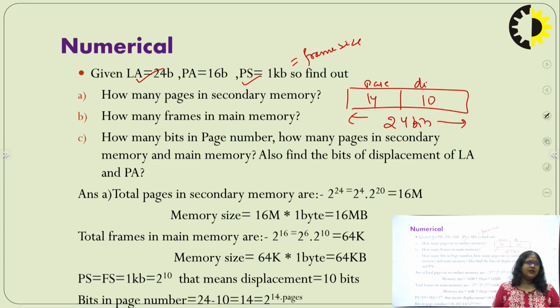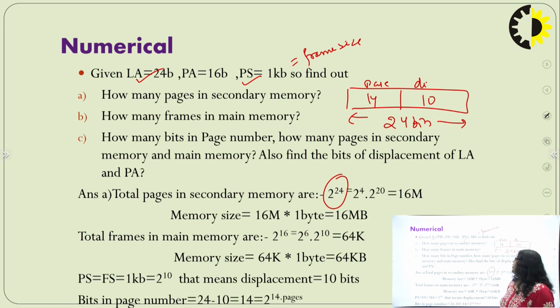So logical address size is 2 to the power 24, and this address is divided into two parts, the page number and the displacement. In this particular example, the total number of pages is 2 to the power 14 and the displacement bits are 10, because we find out how many bits are in the page number, how many pages are in the secondary memory and the main memory. So in the secondary memory we have 14 bits for the page number, and 10 bits are used for the displacement.